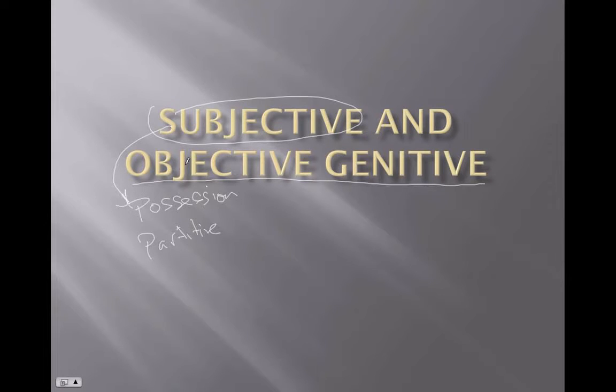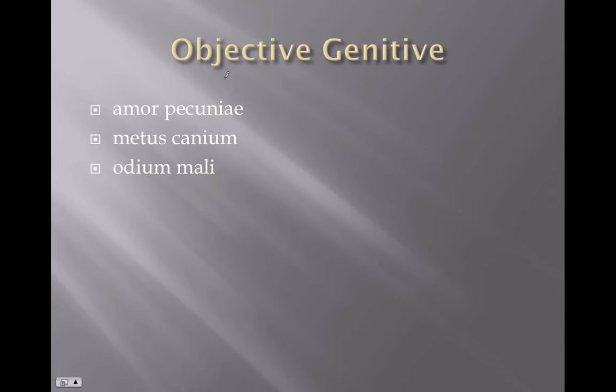Some grammarians may even argue that the subjective genitive doesn't really exist. But the objective genitive most certainly does. So let's take a look at these. The idea behind the objective genitive is that you have a noun like amor, like love, which really represents an action. And the object of that action, the object of the love, is going to be placed in the genitive case. So we would translate this amor pecuniae, love of money.